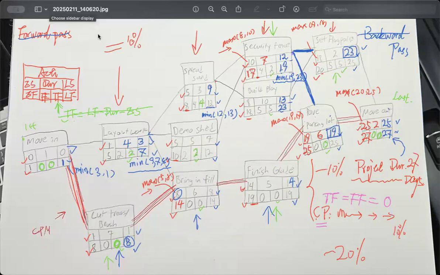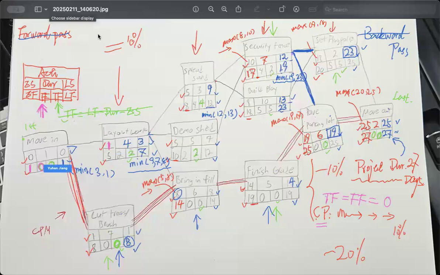We're not yet in that moment. We finished the TF, but we're still working on the FF. So now we deal with FF. FF is the amount that will not impact your project for the following activities, which is the early start time. So you are using the early start time of the following activity minus this early finish time. So you are putting 0 here, right?